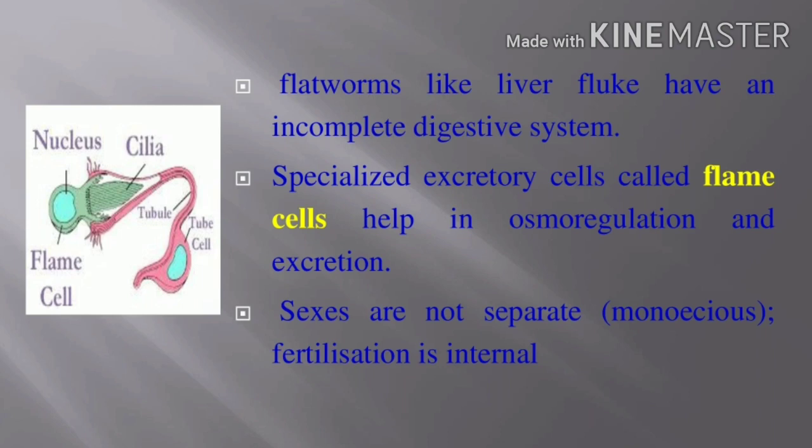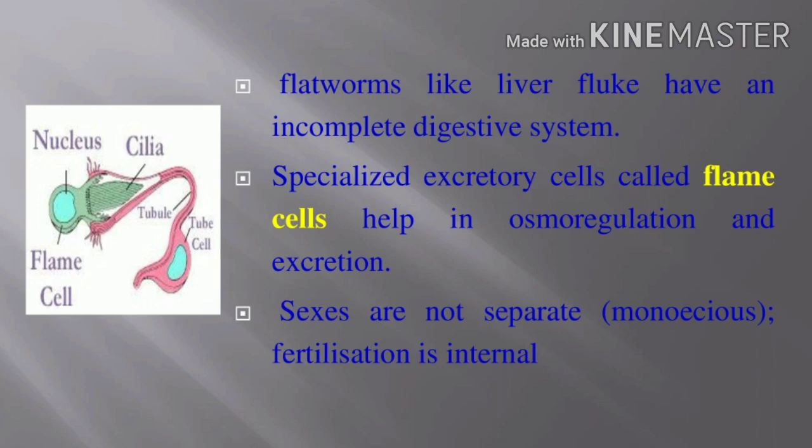The sexes are not separate. What is it called when sexes are not separate? That is monoecious, that is hermaphrodites. The fertilization is always internal, it occurs inside the body. Can you understand? So what is the specialized cell of Platyhelminthes? That is the flame cells.